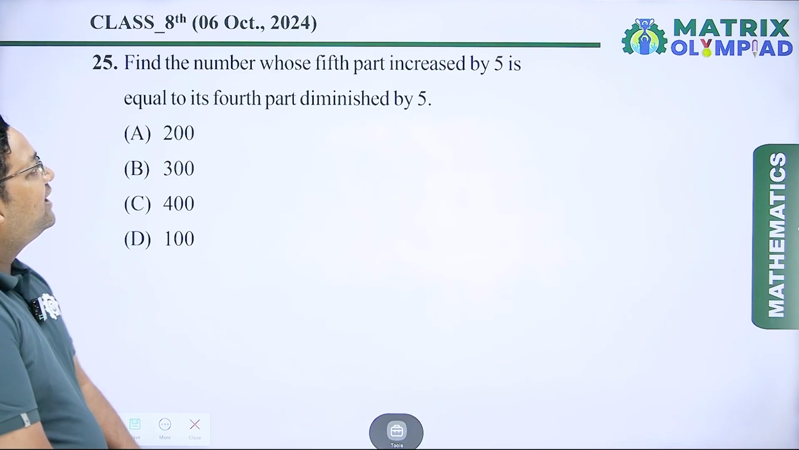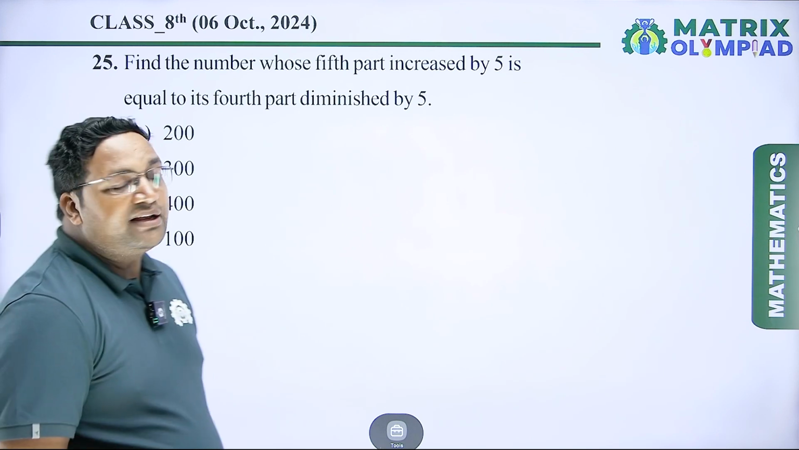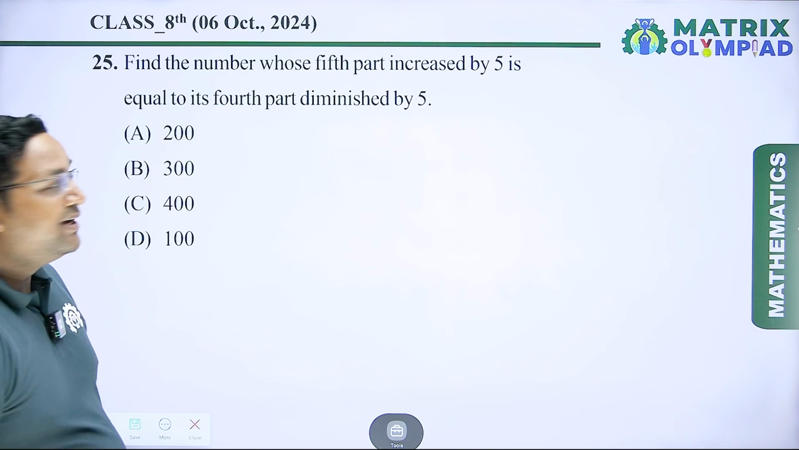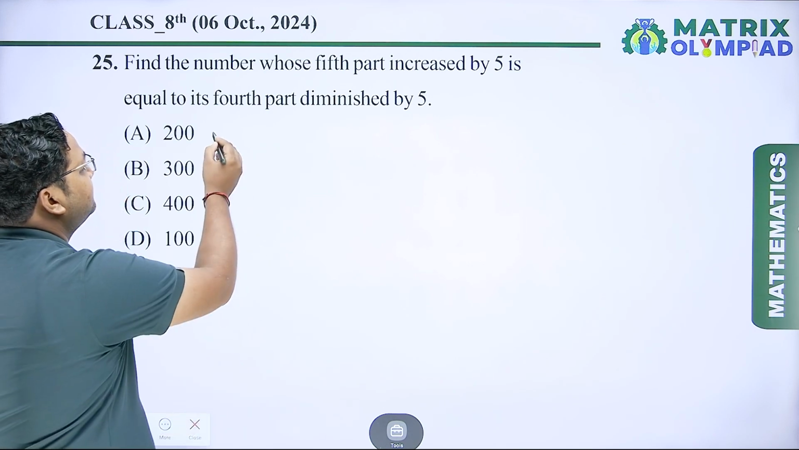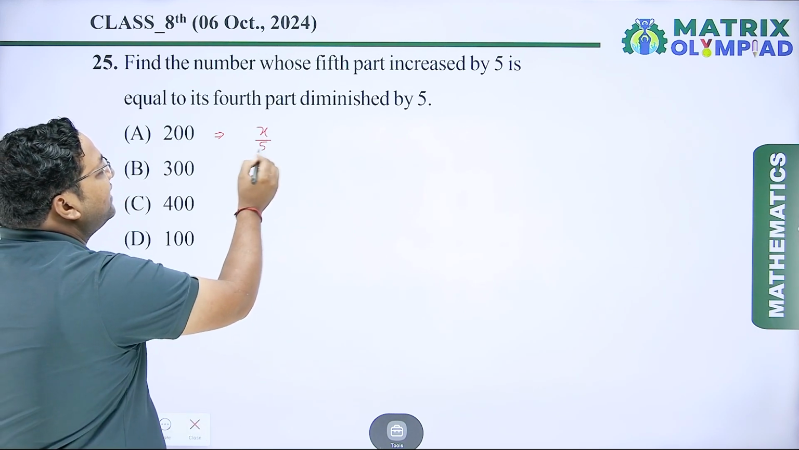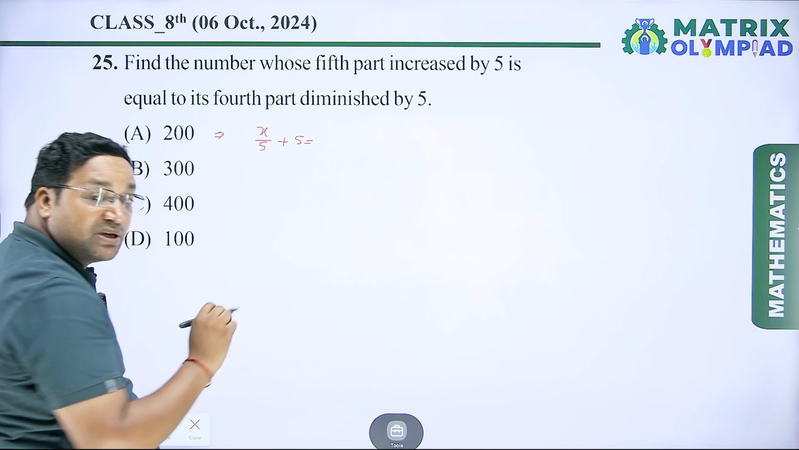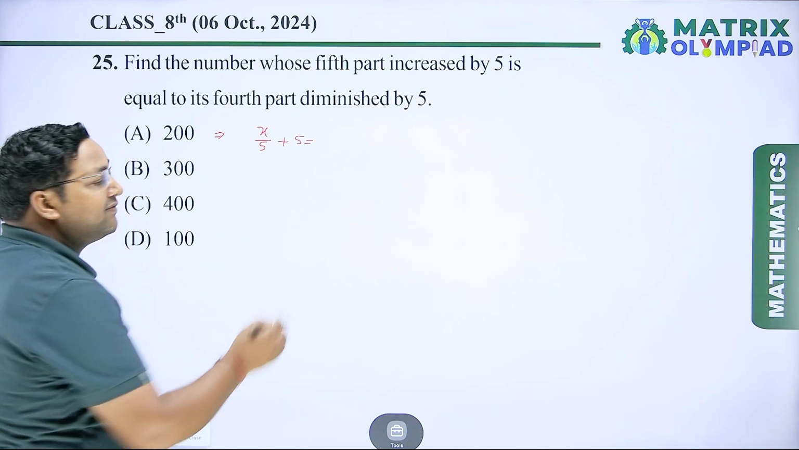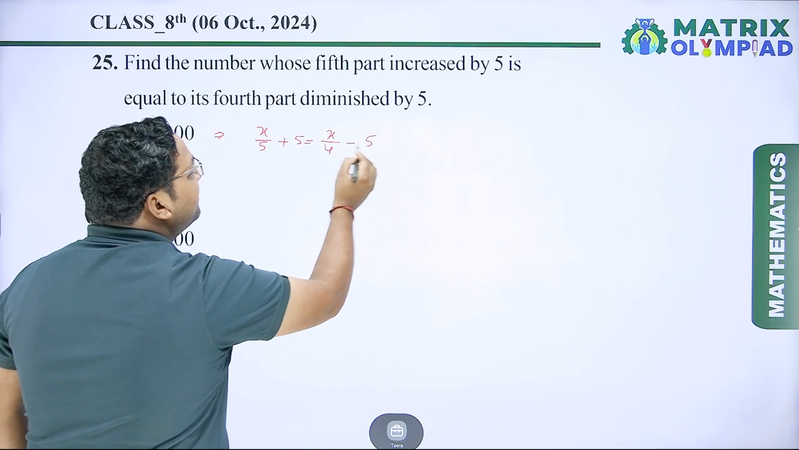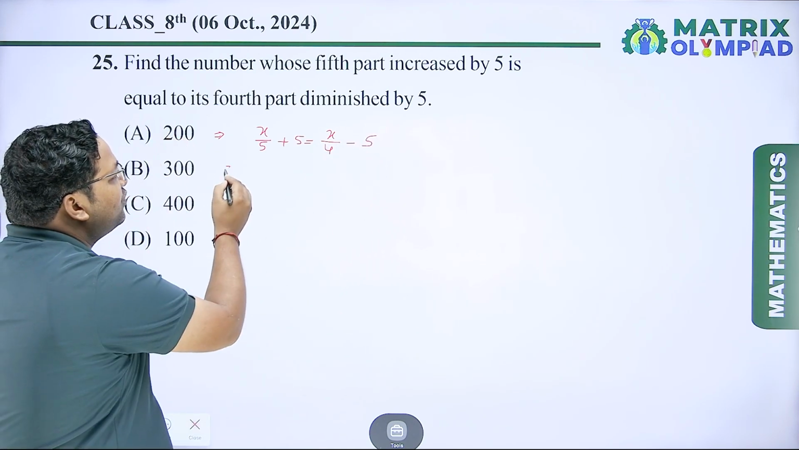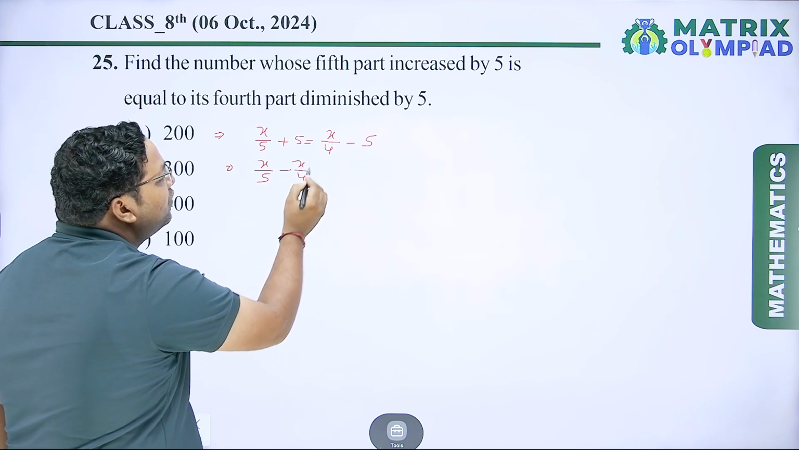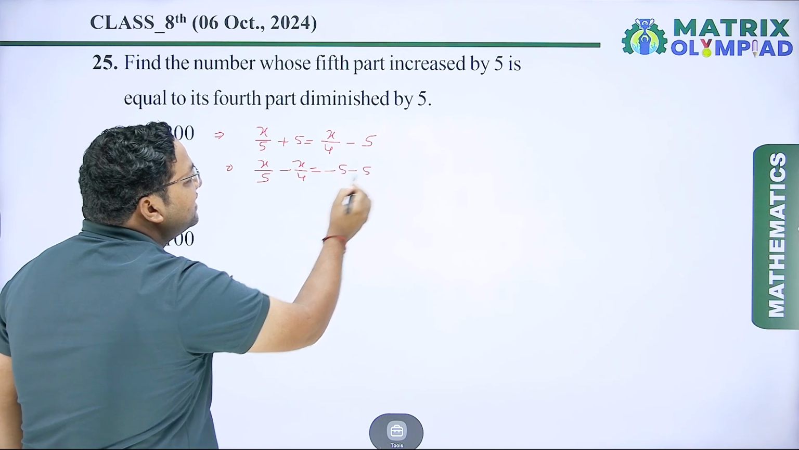Next question number 25, find the number whose fifth part increased by 5 is equal to its fourth part diminished by 5. So let's assume the number is x. So fifth part of x is x upon 5 plus, increased by 5 means plus 5, is equal to the fourth part of the number. So fourth part of the number is x by 4, diminished by 5 means minus 5. So let's solve this equation. So we will get x upon 5 minus x upon 4 is equal to minus 5 minus 5.